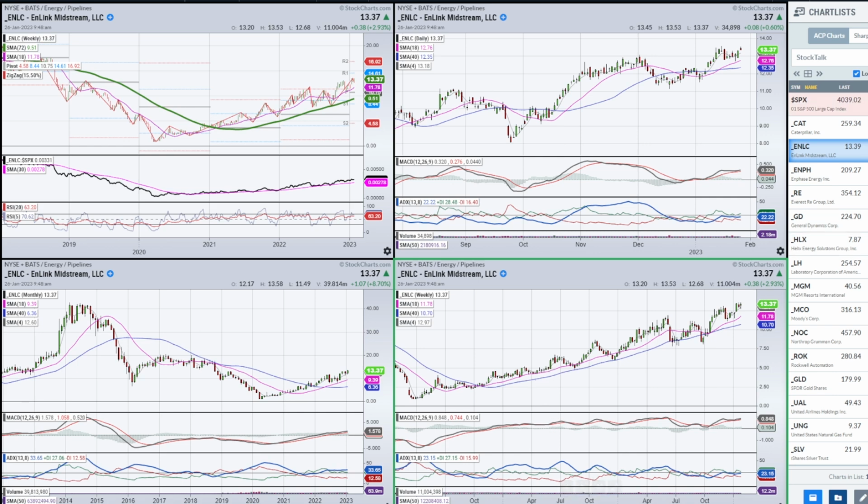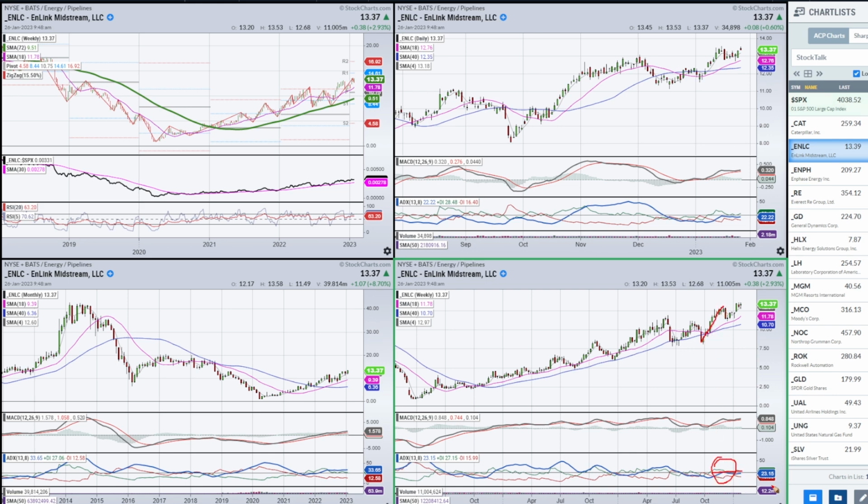ENLC. So look at the momentum condition on the monthly here. You see how this showed a lot of strength off the low. And remember, we had a declining 18-month and then it started rising, and we just pulled back and held that with improving momentum conditions on both the MACD and the ADX. So I like the longer term position of this.